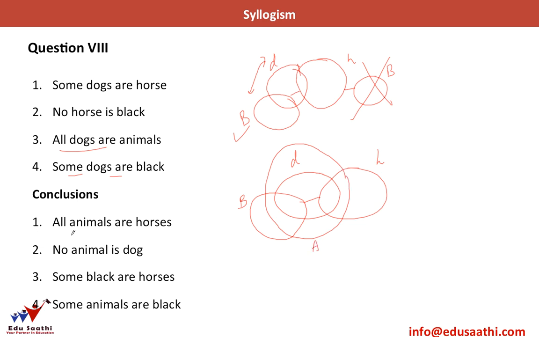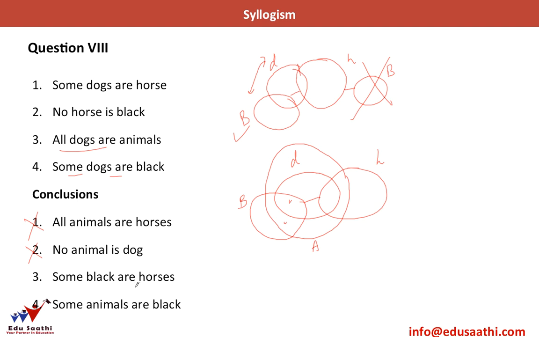The conclusion: all animals are horses. This is incorrect because I have some animals here, let's say here or here, which are not horses. No animal is a dog. This is absolutely incorrect because all dogs are animals. So it cannot be possible that no animal is a dog.